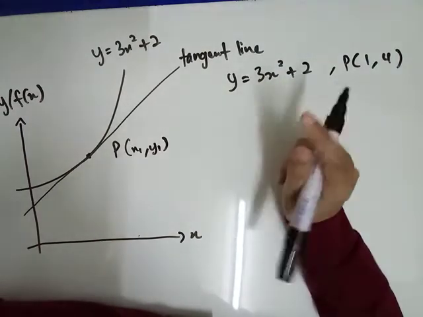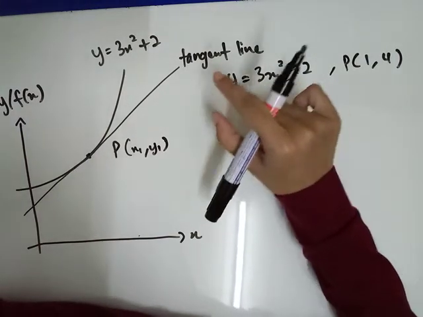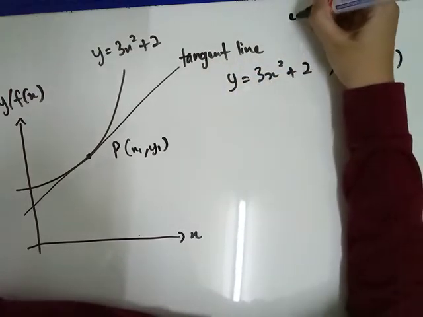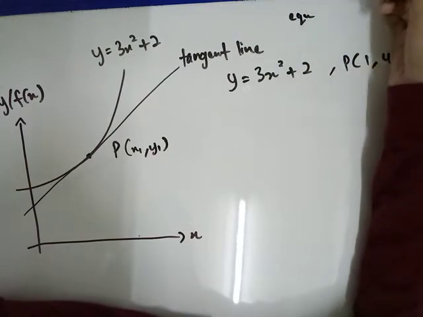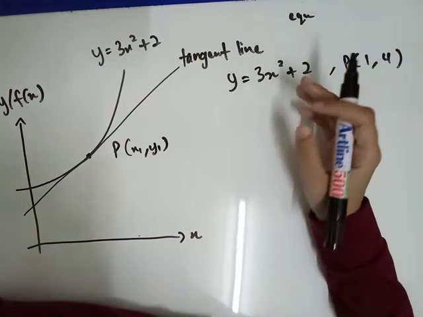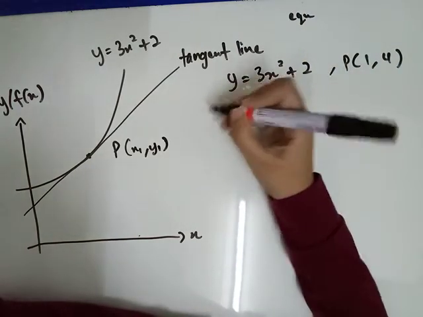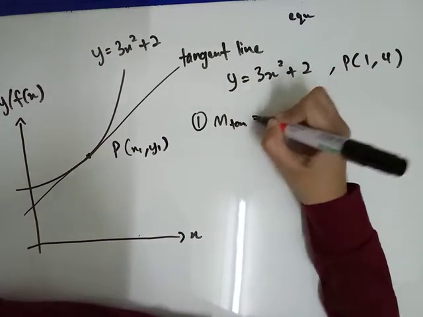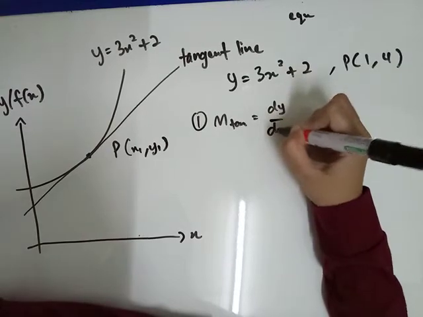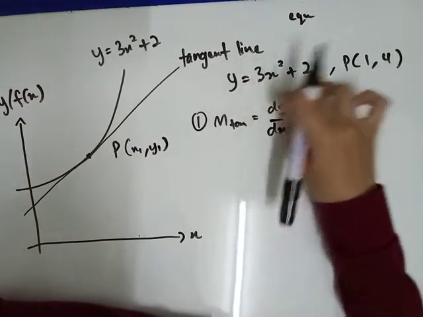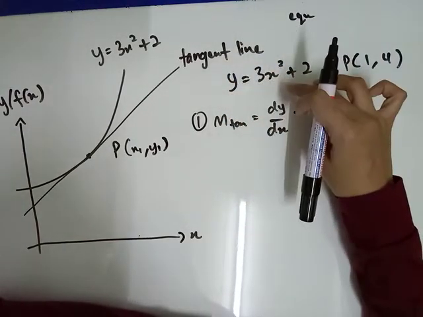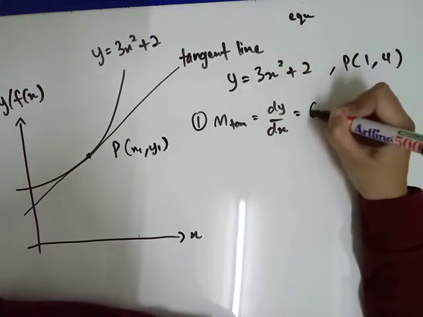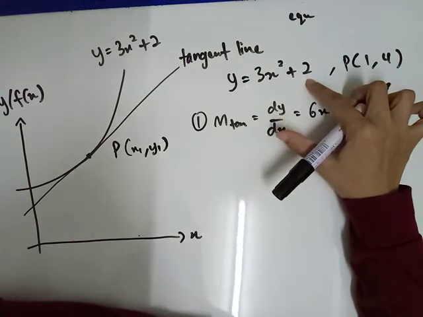The first step, to get the equation of the tangent line, we need to find the gradient of the tangent line first. How to find? The gradient of the tangent line is equal to dy over dx. From this equation, we need to differentiate. Let's say you differentiate 3x squared, you get 6x. Differentiate 2, you get 0.